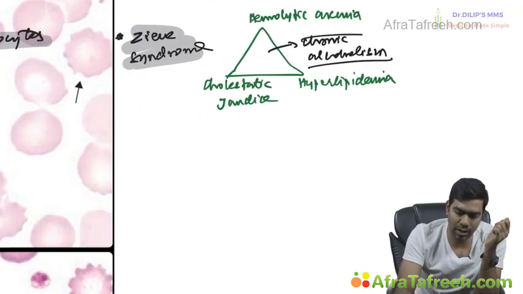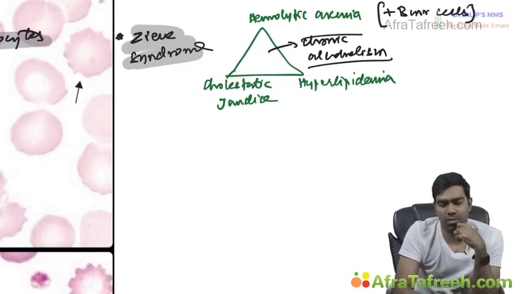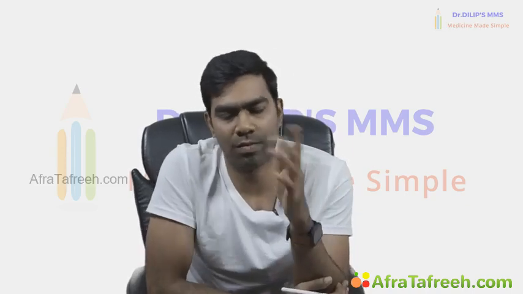Apart from hemolytic anemia, even though it's not a part of the triad, you will see a lot of Burr cells in the peripheral smear. So one of the important differential diagnoses of seeing Burr cells is Zieve syndrome, very important. Again, it's in chronic alcoholism. Apart from that, you can see them in uremia.